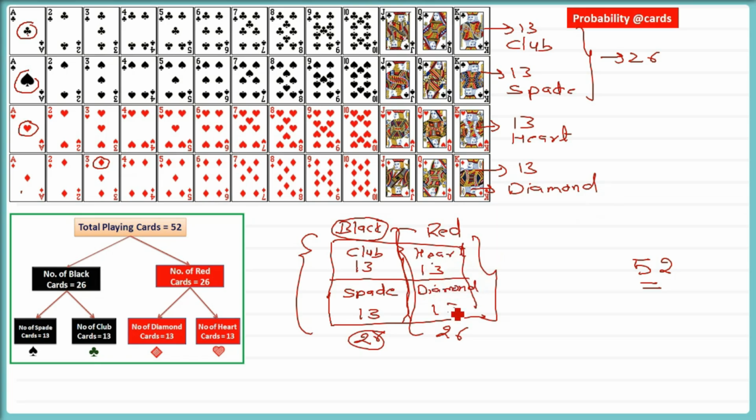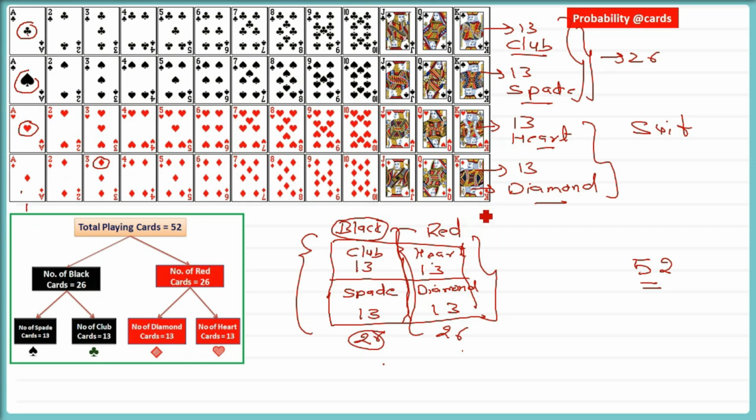So in all, heart and diamond, these are red cards, again 26. Club and spade will be 26. So 4 suites: club 13, spade 13, heart 13, diamond 13. Club and spade, black cards, combine them, they are called black cards. Then we have red cards. Heart and diamond are red cards.